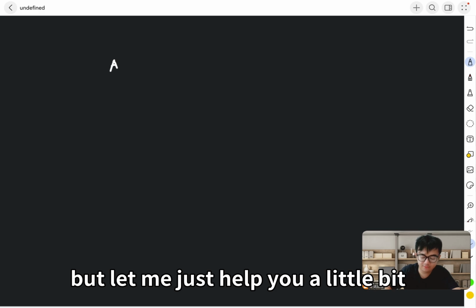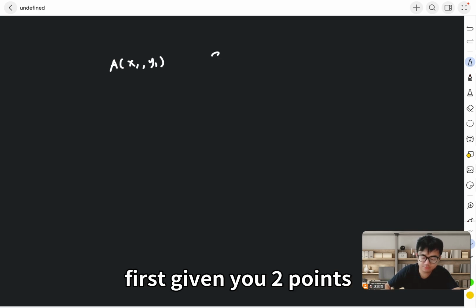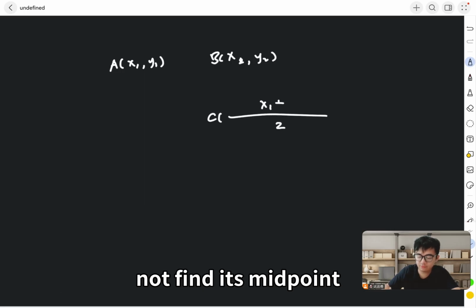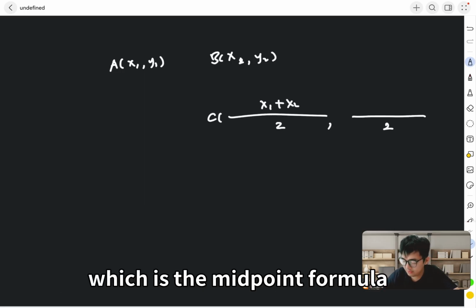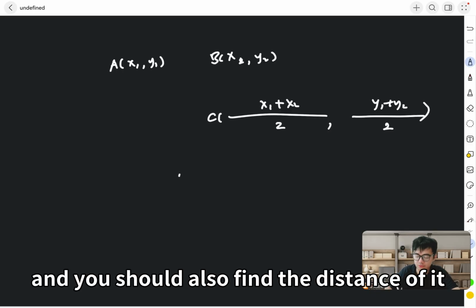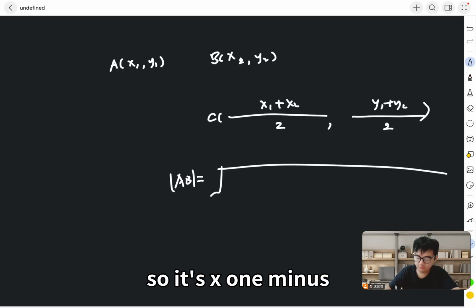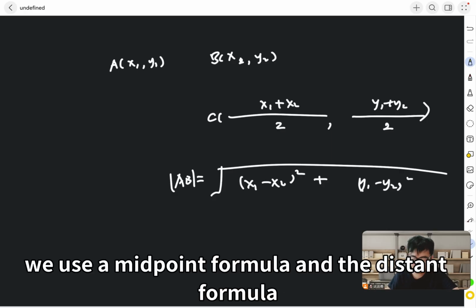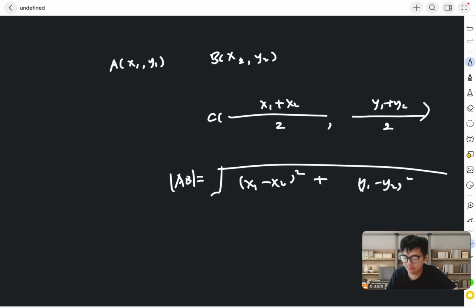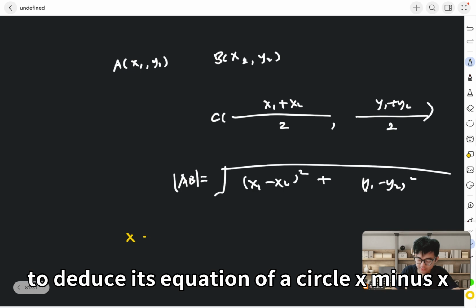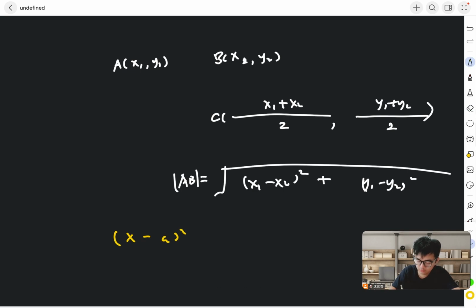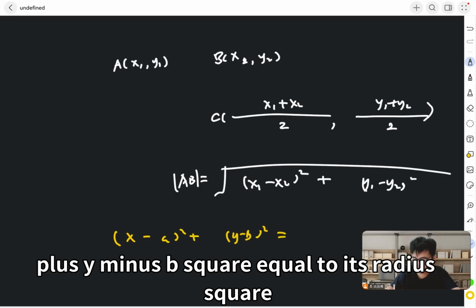Let me just help you a little bit. First, given two points, you need to be able to find the midpoint, which is the midpoint formula, and you should also find the distance between them. So it's (x1 - x2)² + (y1 - y2)². And finally, we use the midpoint formula and the distance formula to deduce its equation of a circle, (x - a)² + (y - b)² equal to its radius squared.